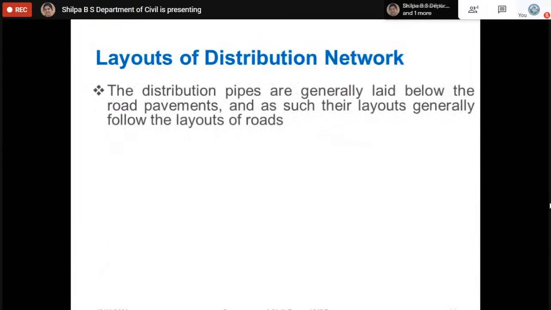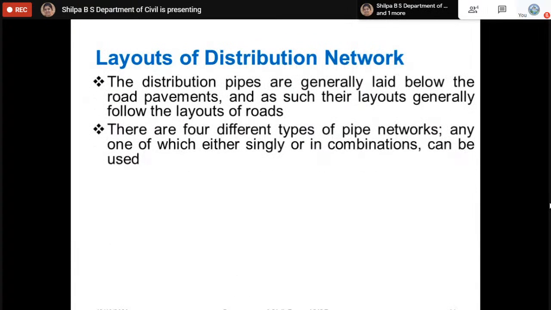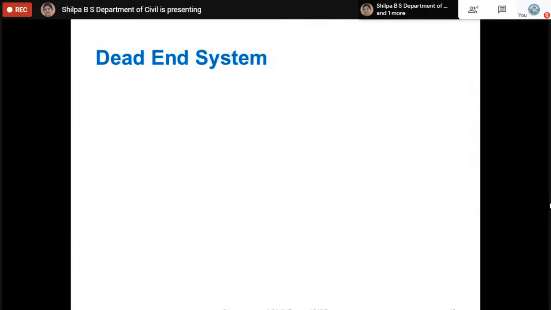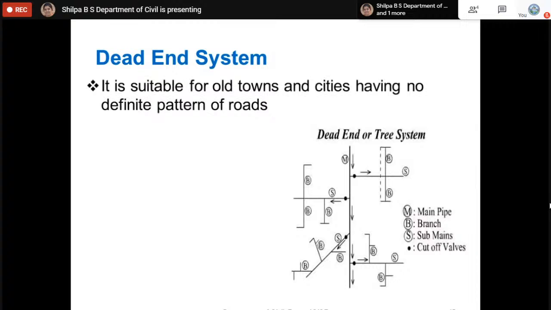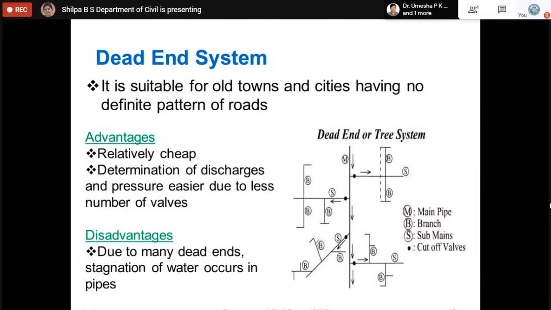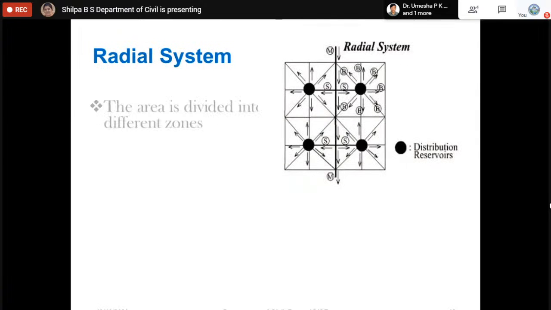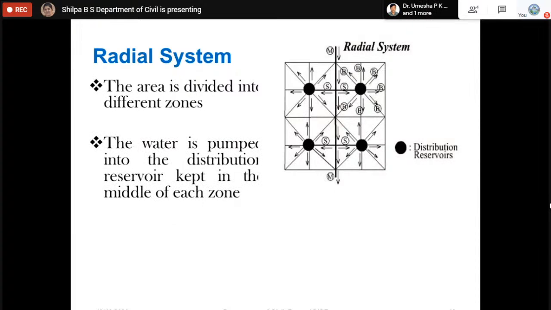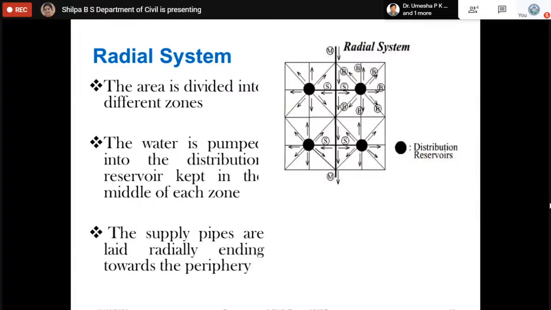Coming to the layout of the distribution, there are 4 different types of pipe networks: dead end system, radial system, gridiron system, and the ring system. The dead end system is suitable for old towns or cities having no definite pattern. In the radial system, the area is divided into a number of zones, and based on that we can pump the water from the reservoir, and the supply pipes will be laid radially.